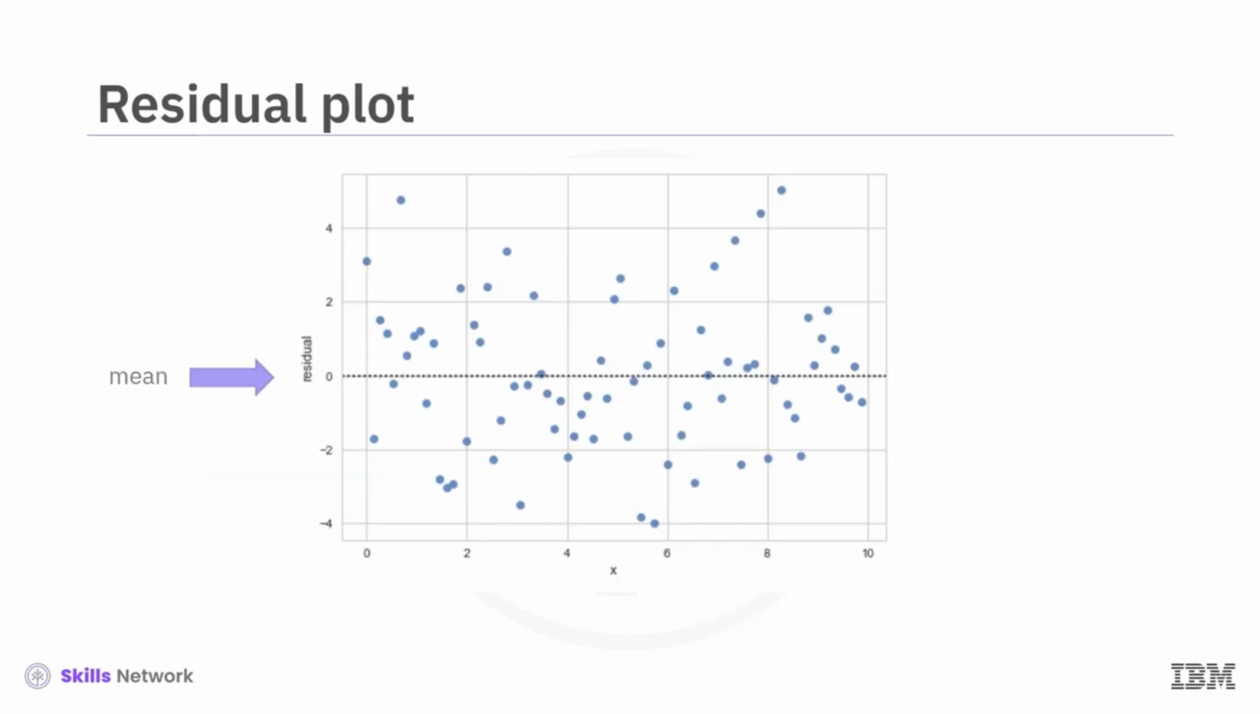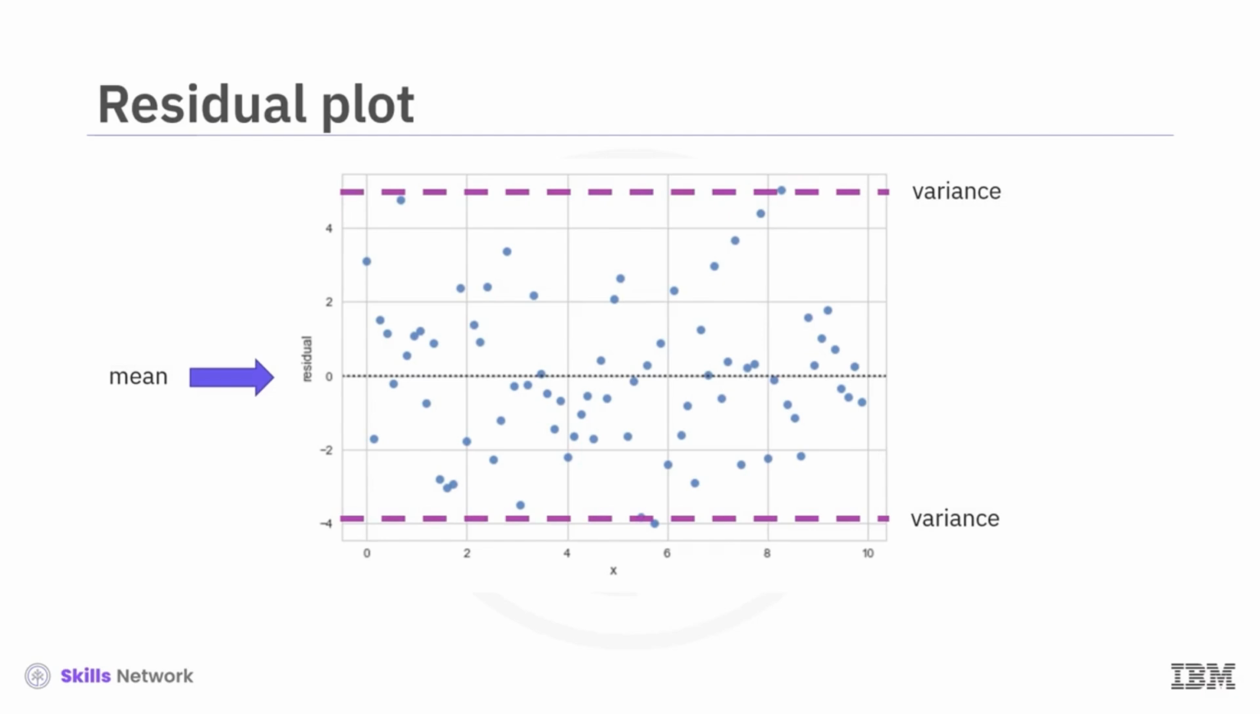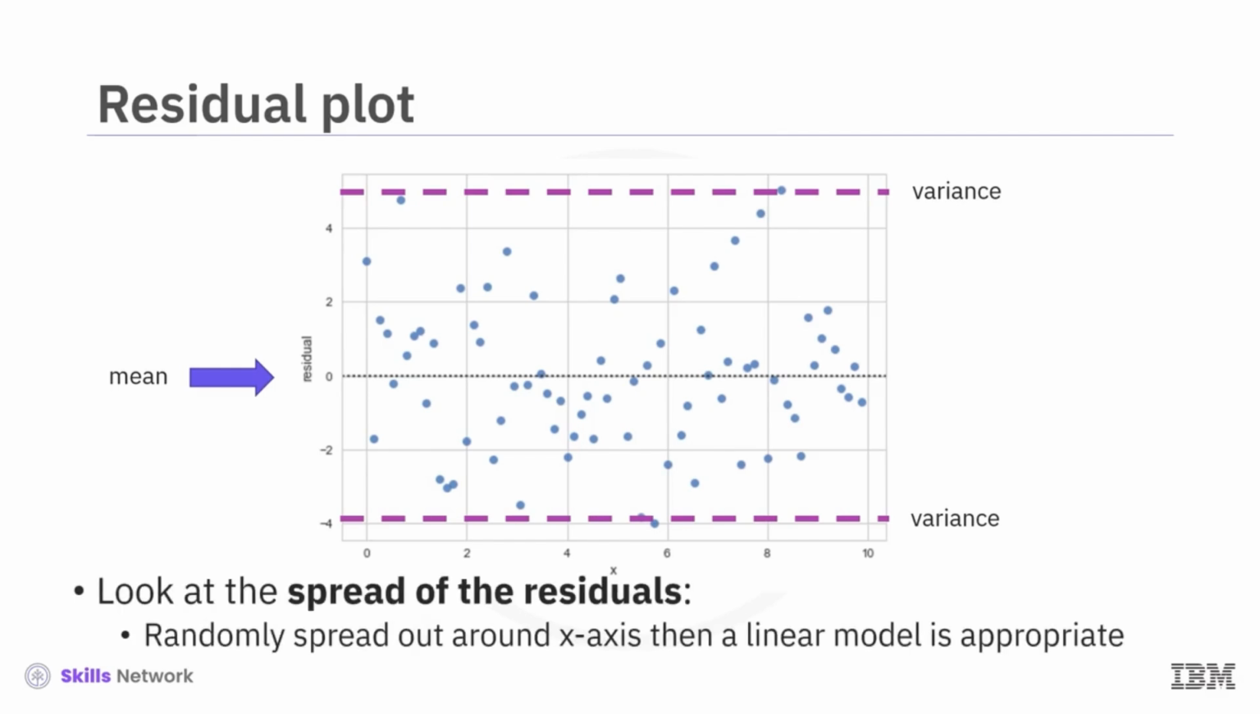We expect to see the results have zero mean, distributed evenly around the x-axis with similar variance. There is no curvature. This type of residual plot suggests a linear plot is appropriate.